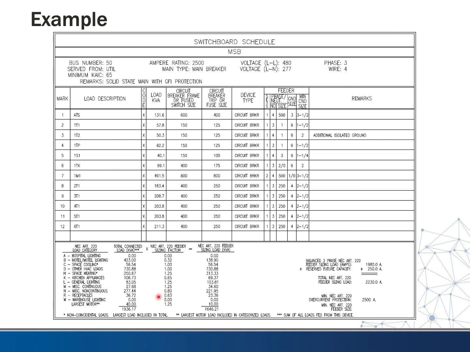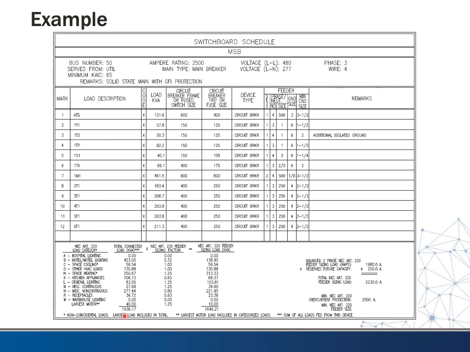Because this was diversified, I went ahead and chose 80% just to be safe of the miscellaneous non-continuous load. I probably could take that down a little more, but as a general rule of thumb, I usually don't like to go below 75 or 80% unless it's a really, really large facility and a really, really large non-continuous load there. So there you apply all these factors.